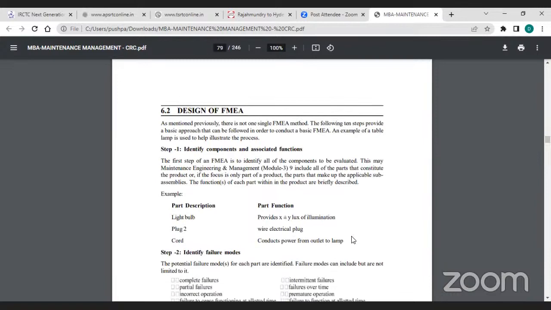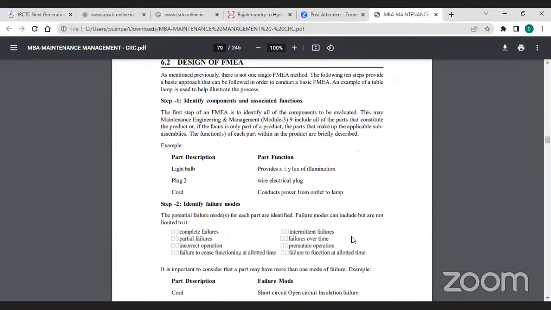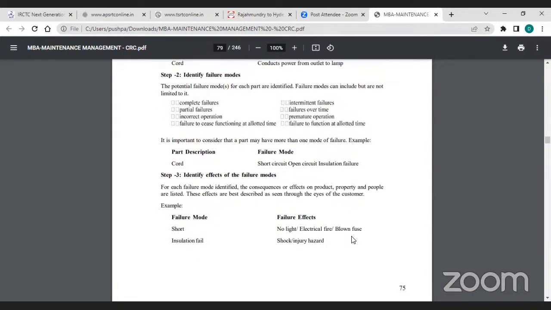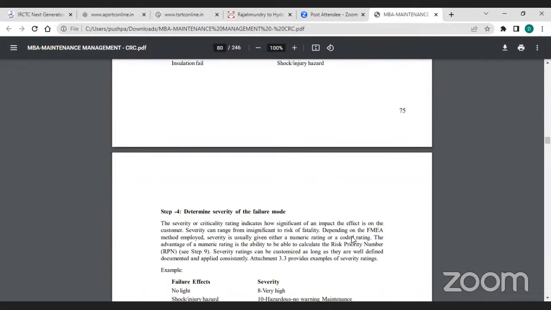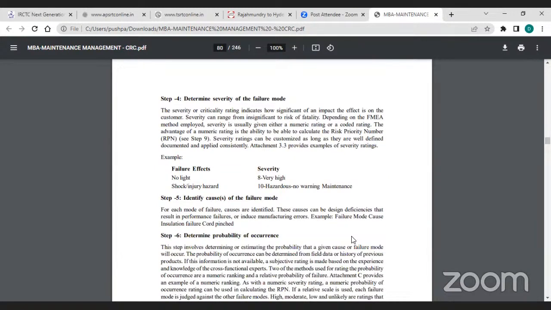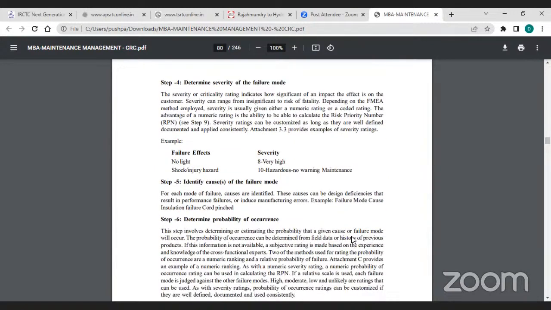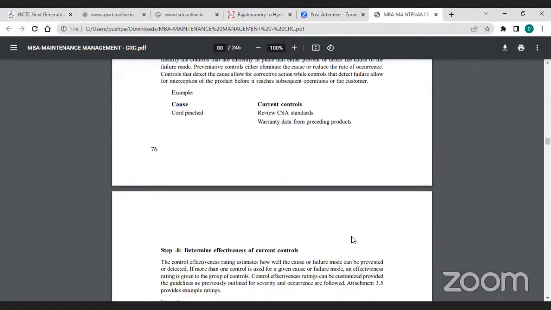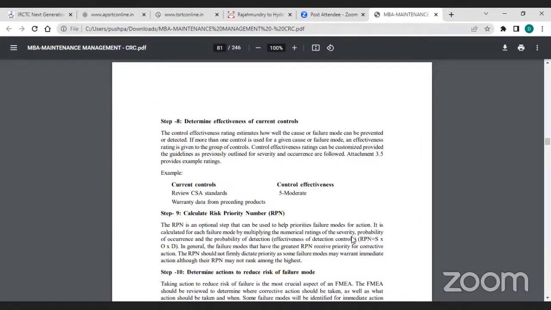See this: identifying the components, identifying the failure modes, then identifying the effect of the failure mode, whether it is severe or light, determine the severity, right? Then rate it, whether it is very high, whether it is hazardous, and identify the causes of the failure mode, determine the probability of occurrence, identify the controls, determine the effectiveness of current controls, calculate the risk priority number. So we have seen the risk priorities, 1 to 3, 1 to 5.